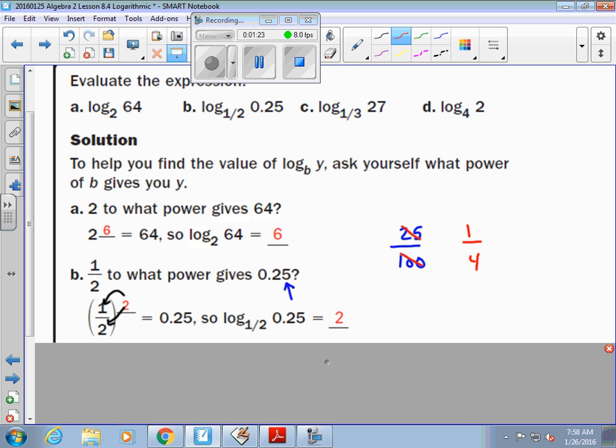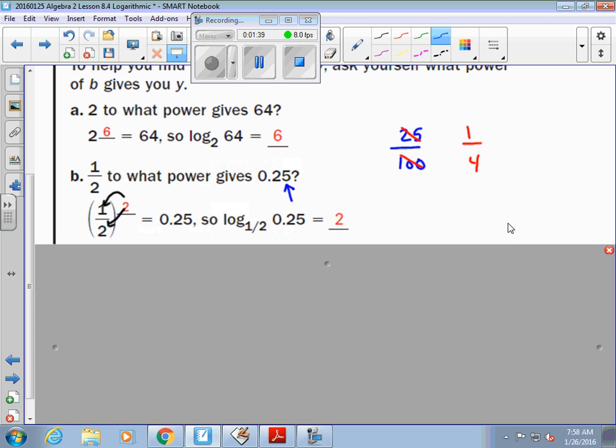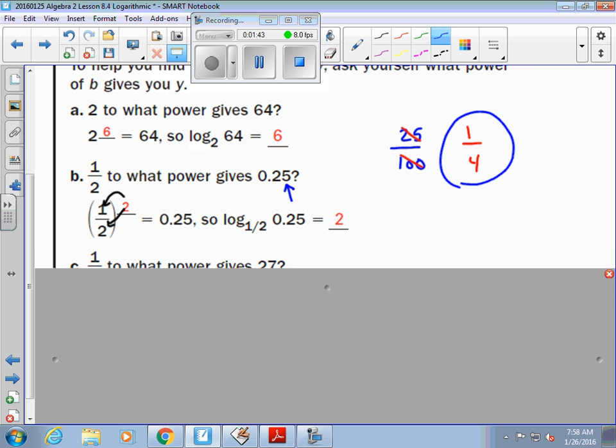So the top number, if you raise 1 half to the second power, it doesn't matter how many times you multiply 1 by itself, it'll stay 1. But when you multiply 2 times itself twice, you'll get 4. So in order to get 0.25 out of 1 half, or in order to get 1/4 out of 1 half, you need to raise 1 half to the number 2.